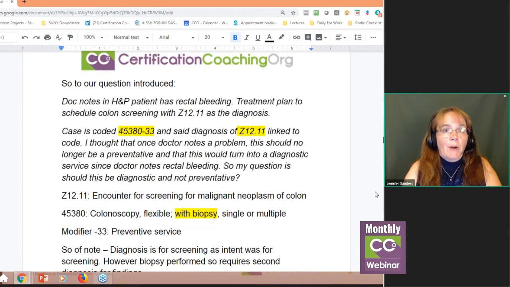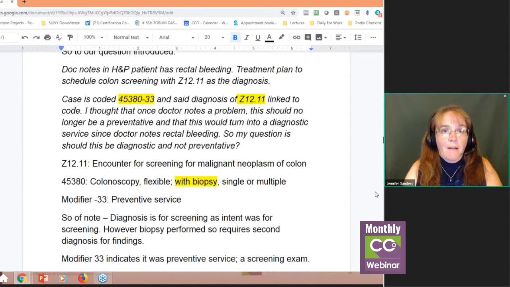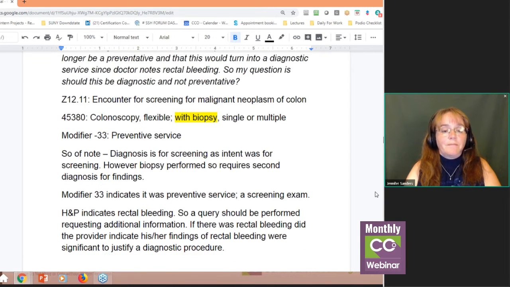Now remember, it said that our intent doesn't change. We can bill that Z code. If we really said this was screening, for some reason we just want to have another screening done, we did the screening diagnosis, we have the 33 modifier. But if we found something there because we did a biopsy, we need to have that second diagnosis in there indicating what we found. I'm sorry, not second modifier, second diagnosis. But the diagnosis, it was intent for screening, however, something was done.